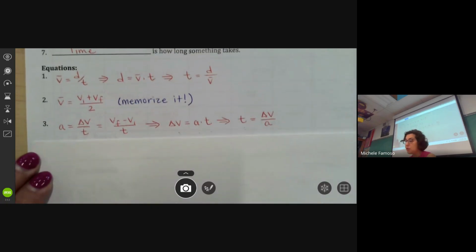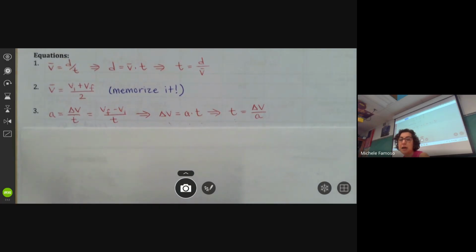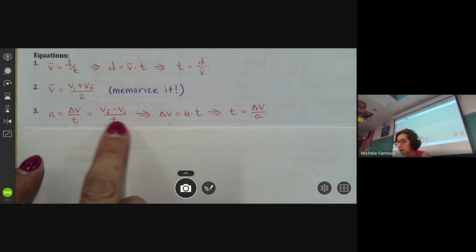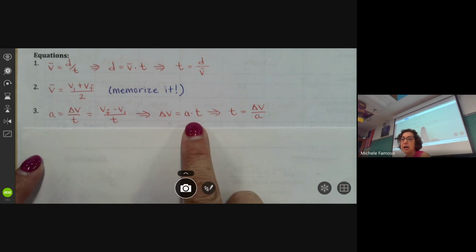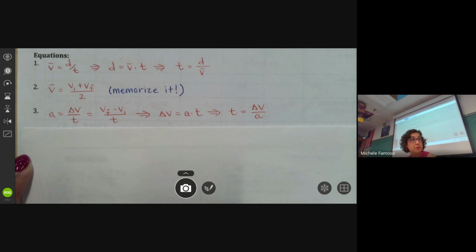Number 3, the third equation that we should know for acceleration is change in velocity over time, which is the same thing as VF minus VI over T. That means the change in velocity is the same thing as the acceleration times the time, or the time can be found by doing the change in velocity over the acceleration. That's VF minus VI.